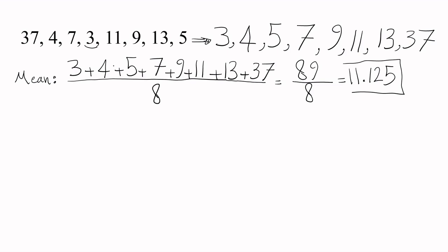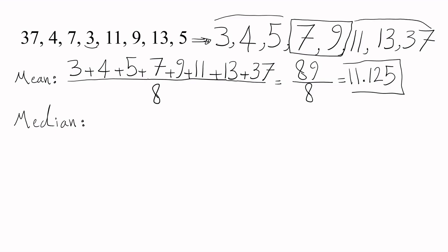Okay, then let's calculate the median. As I told you, median is the middle number. How many numbers did we have here? 8. Is 8 an odd number or an even number? As you can guess, it's an even number. So I'm not going to have one median. I must find two middle numbers. These are the two middle numbers. Why? Because before them I have exactly 3 numbers and after them I have exactly 3 numbers. So what should I do? I must calculate the average of them. 7 plus 9 over 2 will be 8.